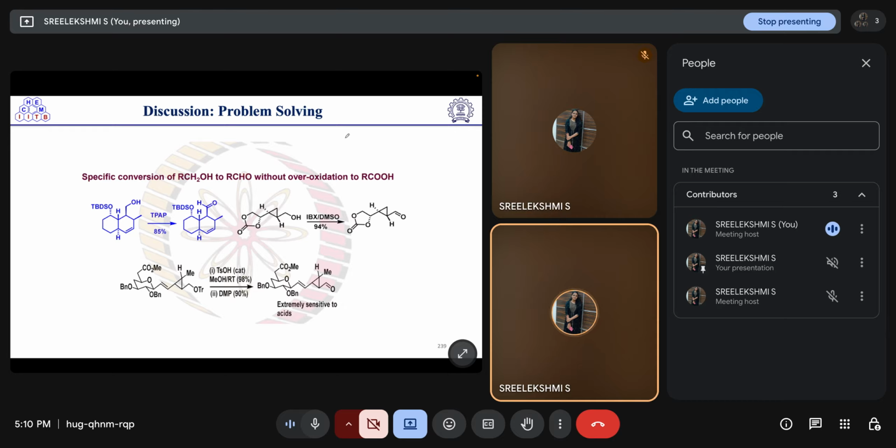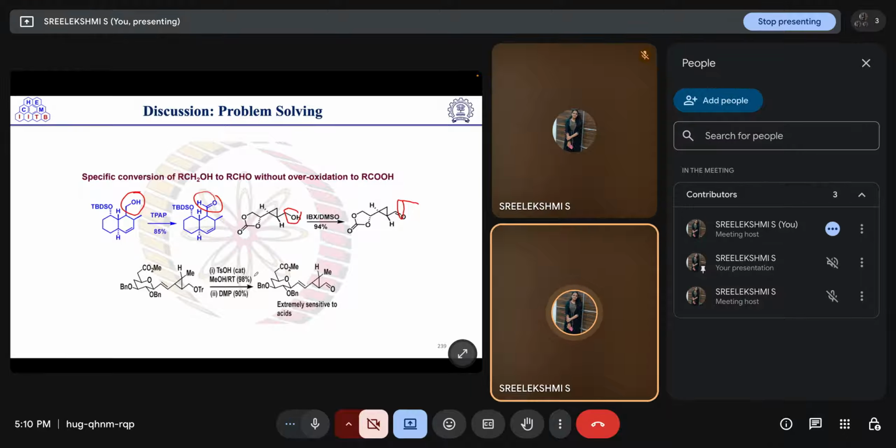One oxidation which can control the reaction up to the aldehydic stage is TPAP oxidation, which we already saw, tetrapropylammonium perruthenate. In that case we can see this primary alcohol is getting converted into aldehyde, and here also, using IBX in DMSO, this primary alcohol is getting converted into the corresponding aldehyde.